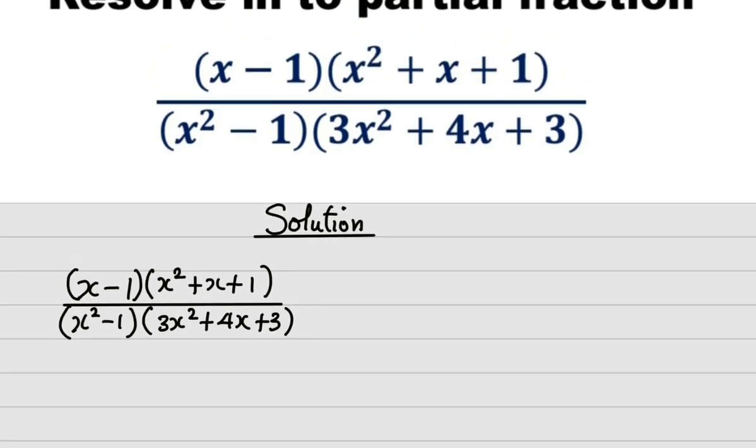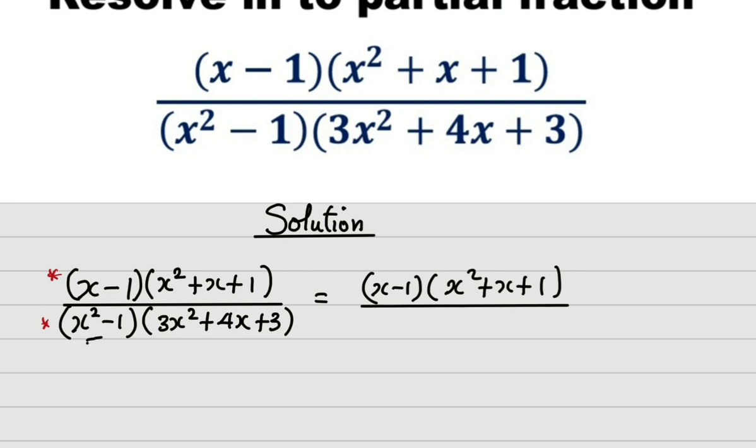Now to resolve this into partial fraction, I can notice something. Look at this factor and look at this factor. I noticed that one of them, the one at the numerator, is a factor of the one at the denominator. So this is what I'm going to do. I will simplify it further so that I have x minus 1 into x squared plus x plus 1, cover it like that in the bracket.